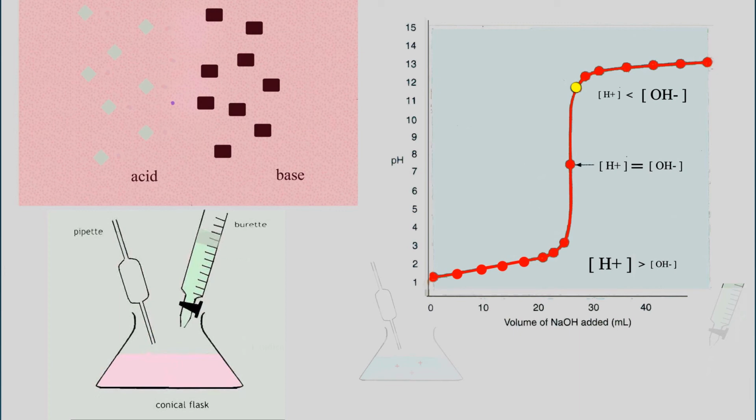The equivalent point is where the acid and the base are equal, the H plus ion concentration equal to the OH minus ion concentration. That is the equivalent point.